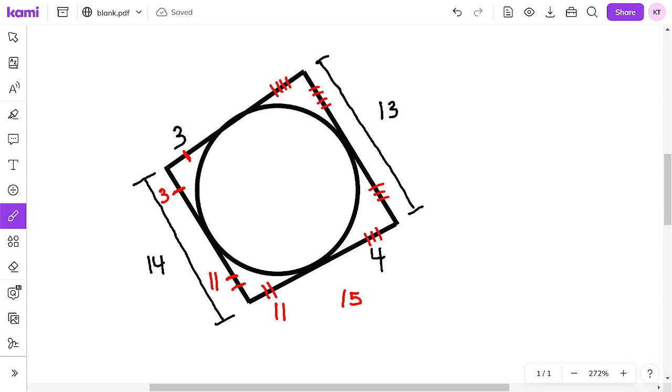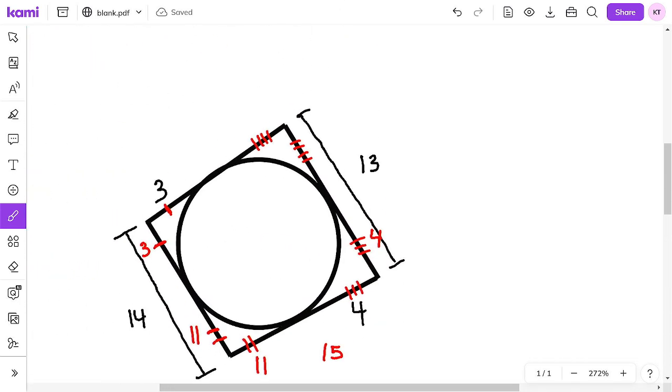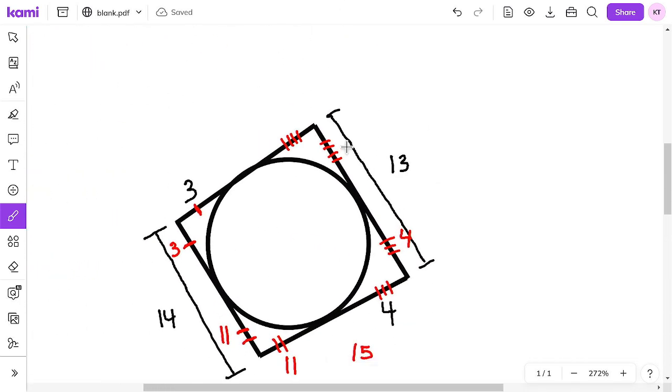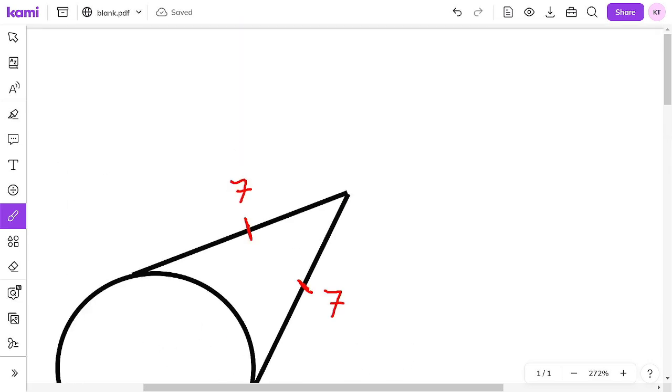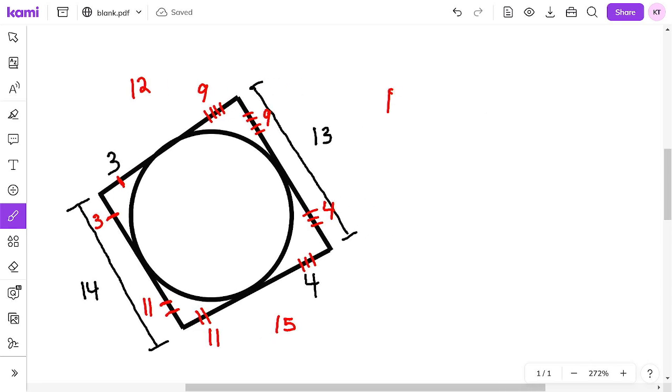And now I can repeat the same process on the opposite side. So now I know that this is 4, so that means this will be 4. And since this is 4 right here, 13 minus 4 will give us 9 right here, which means this side here is also going to equal 9. So the entire side length here will be 12. And so then I just have to add these together: 12 plus 13 plus 14 plus 15. That will give me a whole entire perimeter of 54.